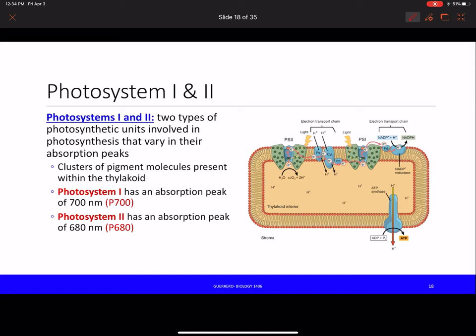Okay? So they're clusters or sets of pigments that are kept close to each other. And in photosystem 1, those pigments absorb in that 700 nanometer range. And in photosystem 2, they have an absorption peak in the 680 nanometer range. Now, it doesn't mean that they won't absorb in other areas, but it does mean that they won't absorb higher than 700 and higher than 680. So the way they're arranged, here is photosystem 2. So this is the one that's P680. And then here is photosystem 1, and this is the one that's P700.